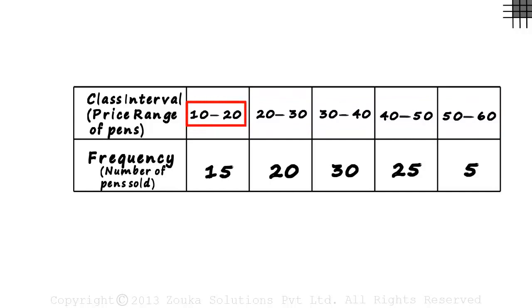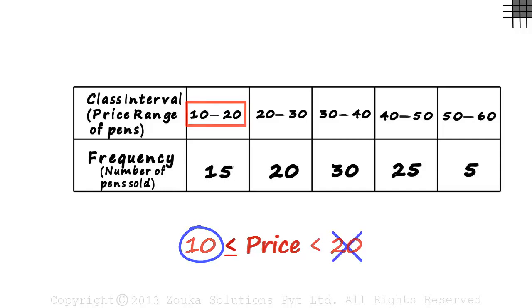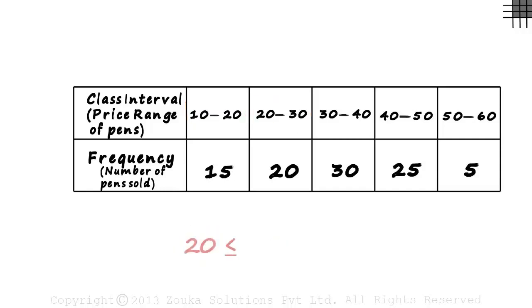The first range is pens that cost between 10 and 20 rupees. We can see that the upper limit of one interval is equal to the lower limit of the next interval, making it continuous. As it's continuous, the first group would mean 10 rupees is less than or equal to the price of the pen, which will be less than 20 rupees. The lower limit is included, but the upper limit is not. So in the second group, 20 is included along with all numbers less than 30 but not equal to 30.